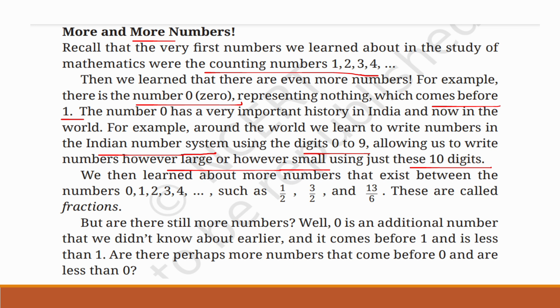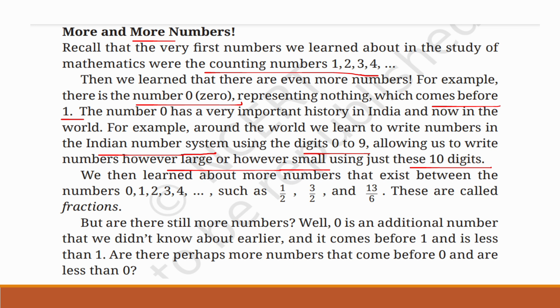So there is another number, 0. 0 means nothing. It represents the absence of quantity. The 0 comes before 1. We can write large or small numbers using the digits from 0 to 9, that is, using these 10 digits: 0, 1, 2, 3, 4, 5, 6, 7, 8, 9.